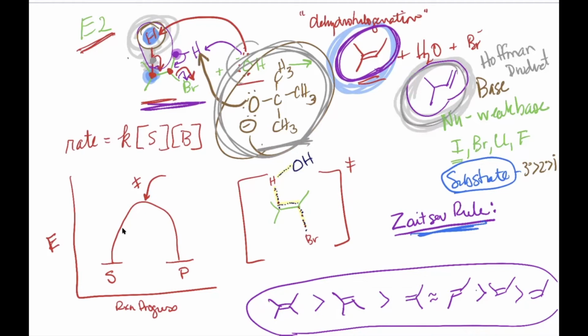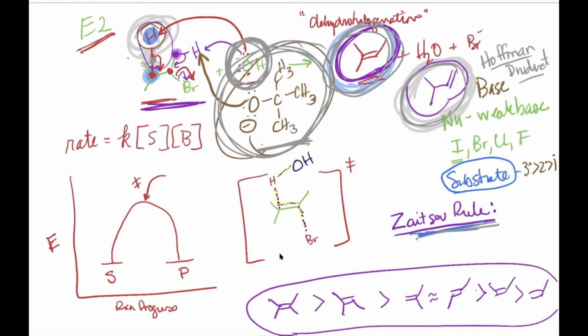And with this little base up here, the OH minus or methoxide, CH3O minus, those are small enough that they're going to give us our Zaitsev product as the major product. So we have Hofmann product, and then we have Zaitsev product. In the PowerPoints that I've posted, you can see a bunch of other big bases and how they distribute between Zaitsev and Hofmann product.